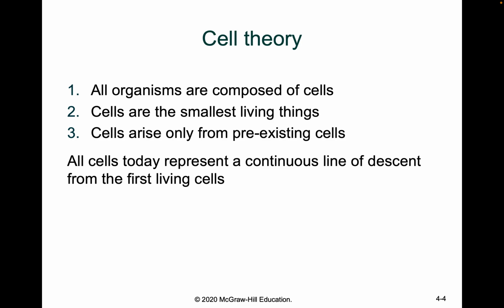And the third one, cells arise only from pre-existing cells, meaning that cells do not randomly combust or spontaneously just come out. No, they basically come from divisions of other cells, so either mitosis or meiosis. So all cells today represent a continuous line of descent from the first living cells, meaning that our cells right now come from cells that were dividing hundreds of billions of years ago. That's what I mean: our cells right now didn't just spontaneously come out. That doesn't exist. They came from a previous cell back in the day.